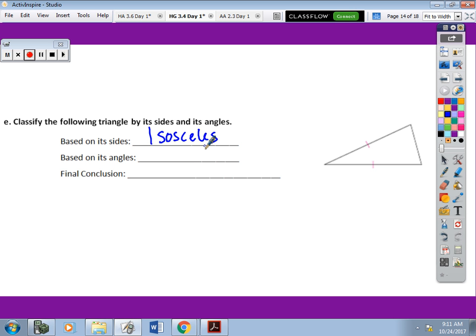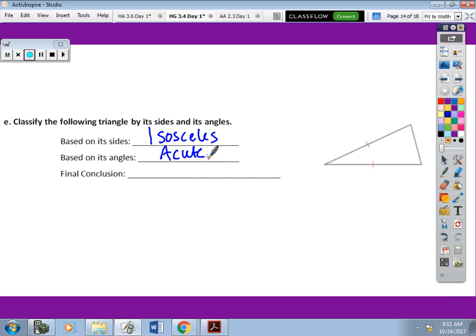How about based on its angles? And you do have to use your eye to judge the angles. Do you see all acute angles? Do you see one right angle? Do you see one obtuse angle? What do we think? We classify this by angles. Abby, what do you think? They are all acute. Very good.